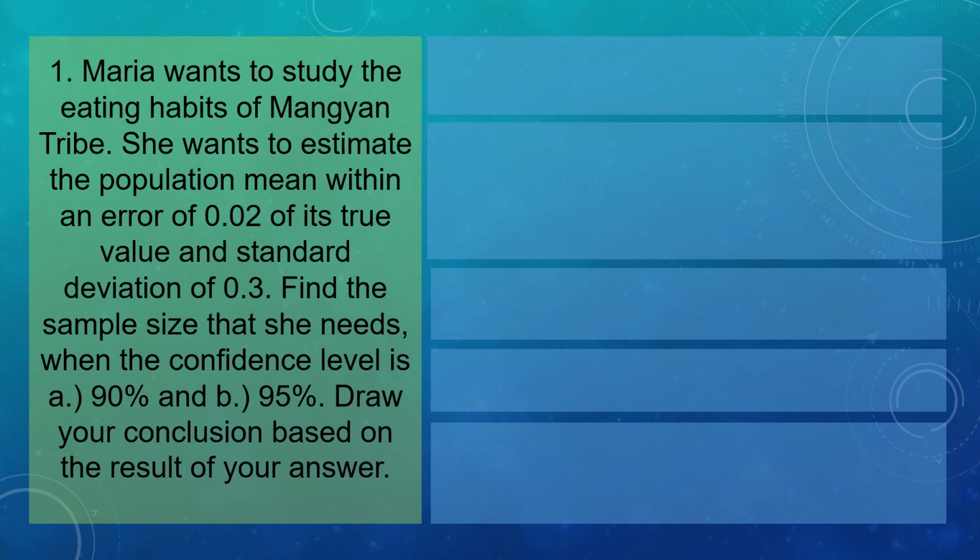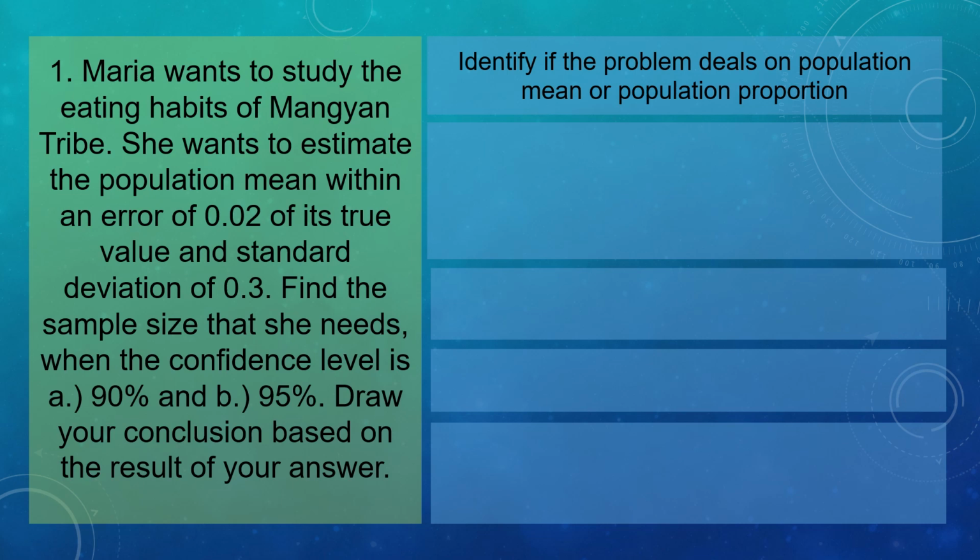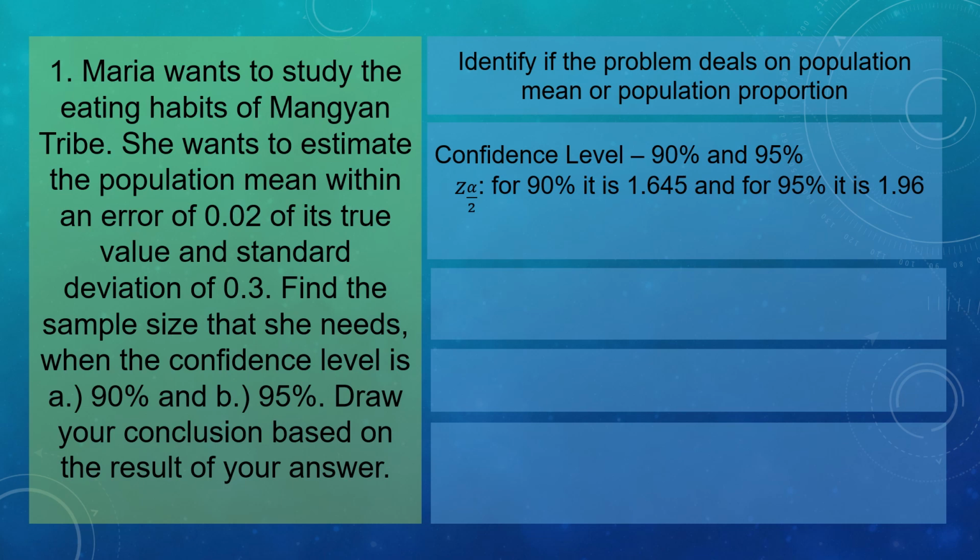The first thing that we're going to do is identify if the problem deals with population mean or population proportion. As you can see, in this problem we're dealing with population mean. So since we're dealing with population mean, before we proceed to applying the formula, we're going to identify first the confidence level. As you can see, the confidence level is 90% and 95%.